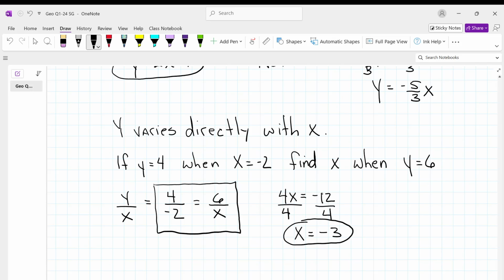What's the constant there? y divided by x. What's 4 divided by negative 2? Isn't that negative 2? What's 6 divided by negative 3? Negative 2. All right, so our constant in this case is negative 2.